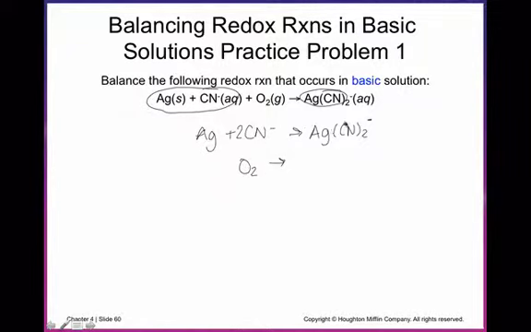So then I just have to go to my charges. I have a -1 charge on this side, and on this side I have a -2 charge. So I need to make this more negative by adding an electron. Over here we have our oxygens, and I balance oxygens by using waters. So I'm going to add my 2 H2Os to balance out the 2 O's on this side. I have 4 hydrogens. So there's my 4 hydrogens.